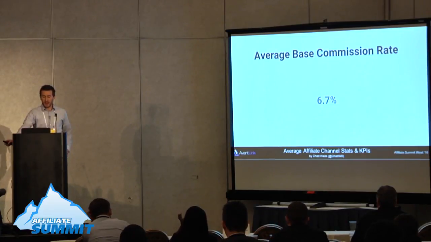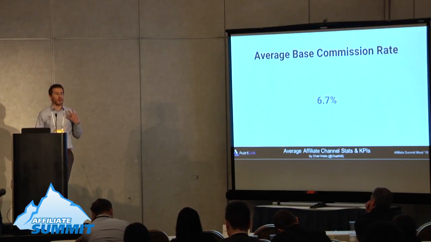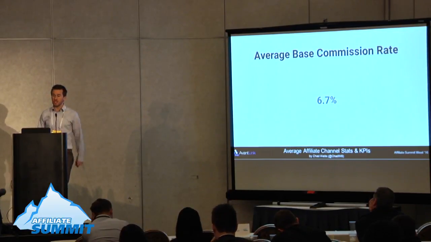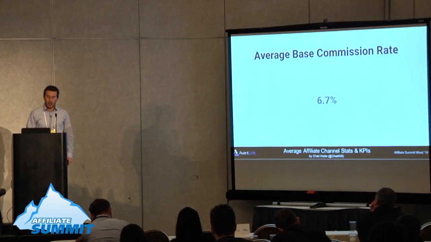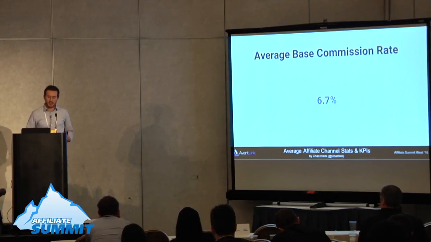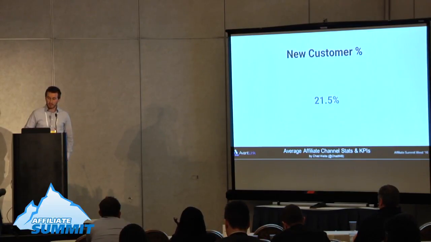Let's shift gears then. One interesting thing we saw was the average base commission rate across the board. So if I'm an affiliate, what can I reasonably expect to be middle of the road commission here? And that fell in at 6.7%. The low end, we typically saw some retailers offering between 3 and 4%. High end, we saw between 12 and 13. So all mixed in together, that was the average right there.